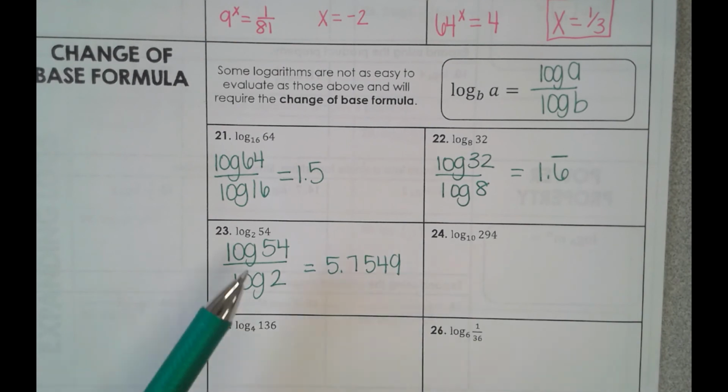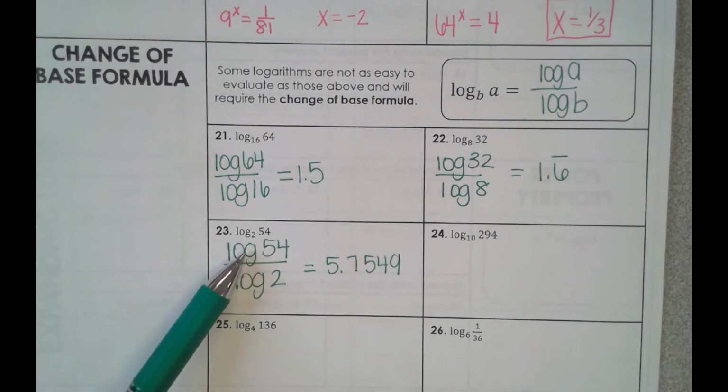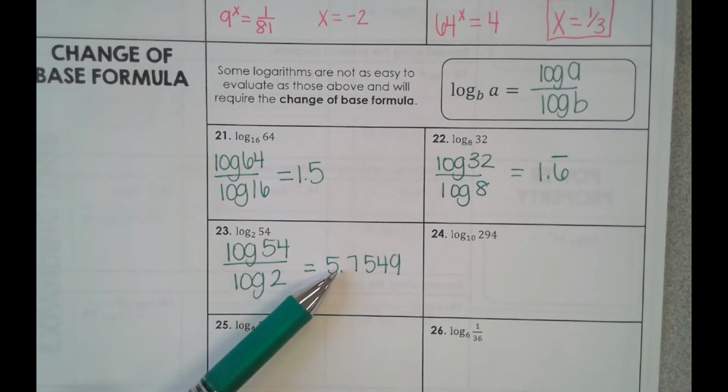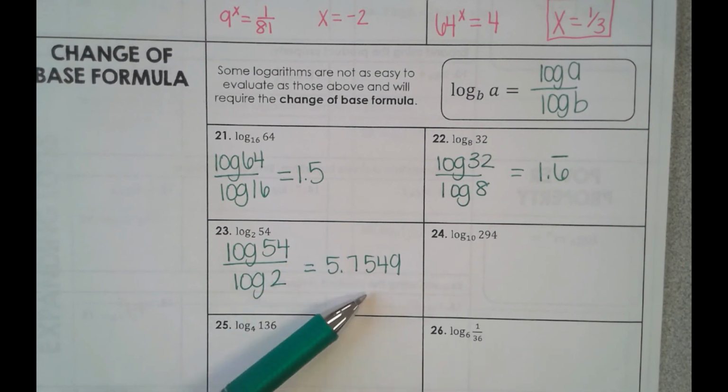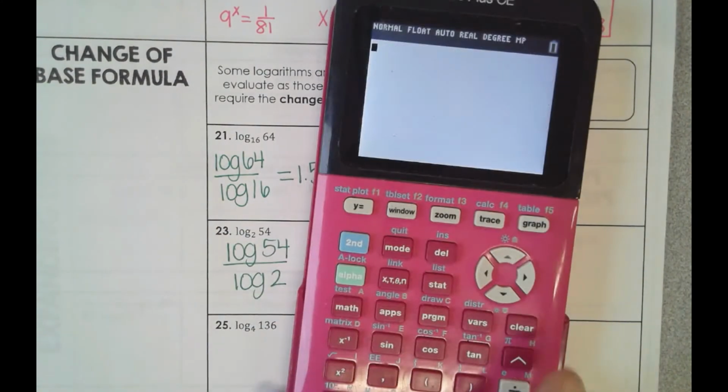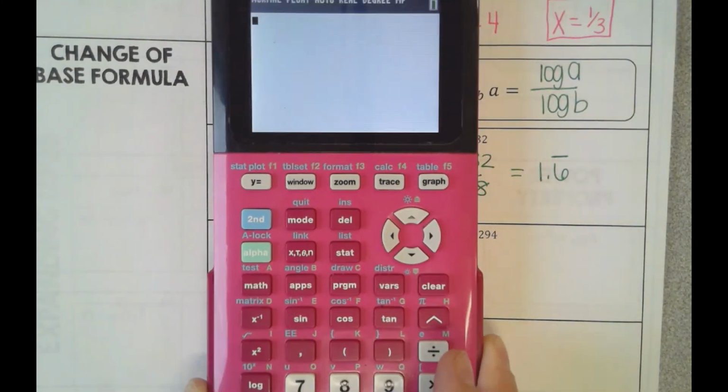Because you're not going to know. If we try to solve these like we did up above, 2 to the what power is 54, you're not going to know it's 5.7549. So it's not a whole number. But I will show you how to actually just type those in your calculator in these calculators.